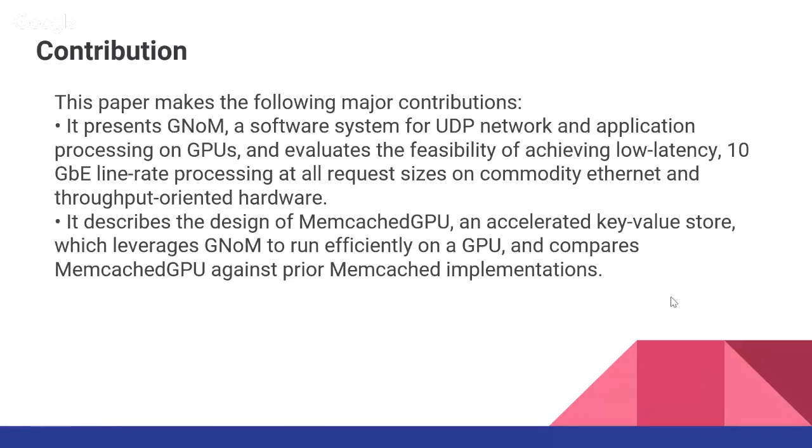Now, the contributions made by the authors in this paper are the following. The paper presents GNoM, which is a software system used for UDP network and application processing on GPUs, and evaluates the feasibility of achieving low-latency 10 gigabit Ethernet line-rate processing for all request sizes on commodity Ethernet, with a throughput-oriented design. The other contribution is MemcachedGPU, which is an accelerated key-value store that leverages GNoM to run efficiently on a GPU, and it compares MemcachedGPU against prior Memcached implementations.